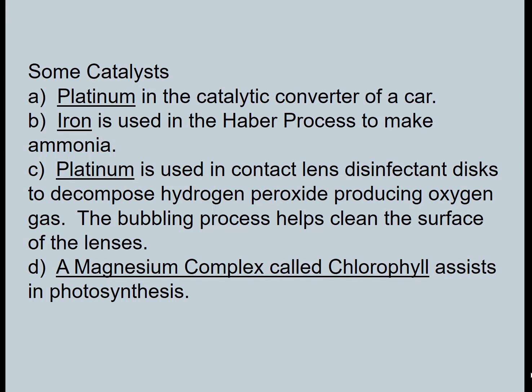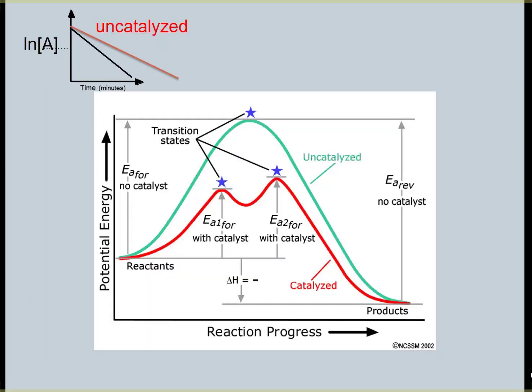Also in photosynthesis, there is a magnesium complex that is a catalyst, or an enzyme is what it's called in living creatures, that assists in photosynthesis. If you were to look at a graph right here to look at if it's catalyzed or uncatalyzed, the slope is often used to find that rate law constant, and you would see that the catalyzed reaction would be steeper in slope, the uncatalyzed less steep.